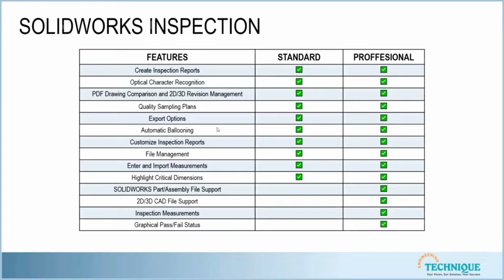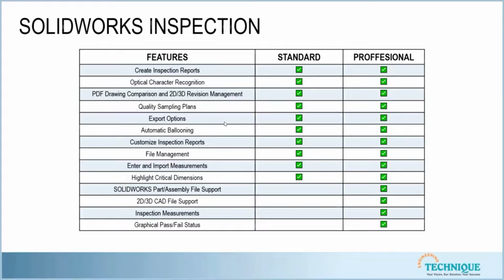We can also export in a number of different export options such as PDF, Word file, as well as eDrawings files, and so on. We can automatically balloon the characteristics. We can generate customized inspection reports by customizing the templates. We can manage files in various ways. We can enter and import measurements, and finally we can highlight the critical dimensions. So we get all these features within both packages.